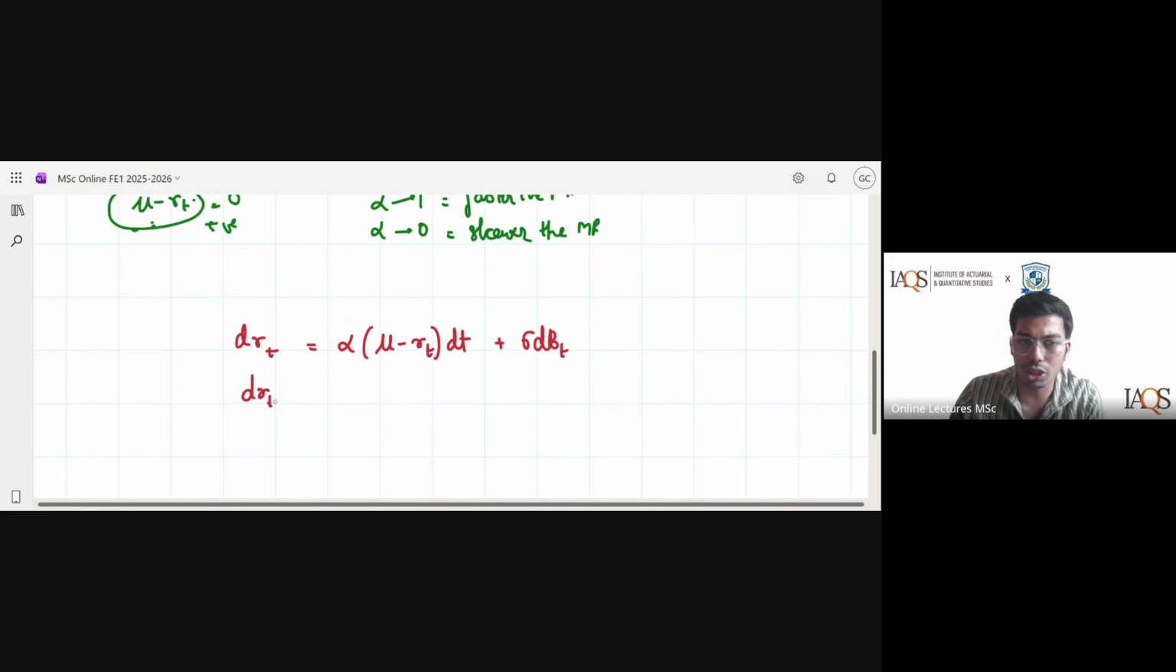Again, whatever is causing you the problem, remove it. So alpha mu dt minus alpha RT dt plus sigma dBT. The root cause of the issue was this alpha RT dt. I'll shift it to the RHS. So dRT plus alpha RT dt is equal to alpha into mu dt plus sigma dBT.